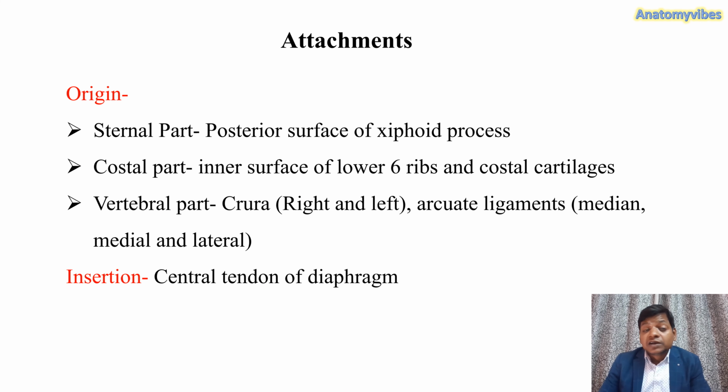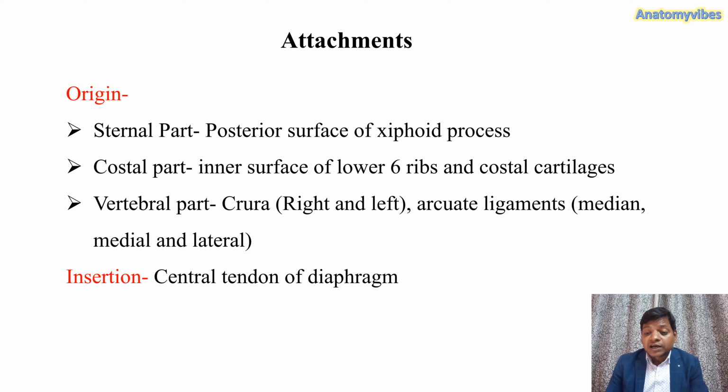Now, diaphragm has many attachments. So how will we remember the attachments of diaphragm? Initially it was called origin and insertion, but nowadays we use the term attachment more appropriately. So the origin of diaphragm is from many structures like sternum, costal cartilages, ribs, and the vertebra also.